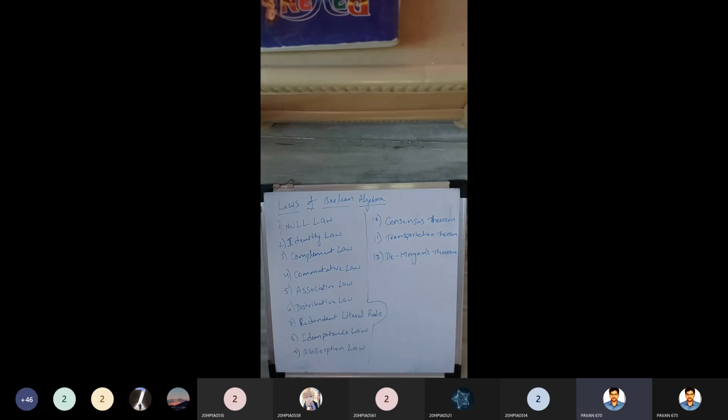So these are some of the laws which we can use here, and similarly, the duality principle is also there which we can use here. These are some of the laws or the rules which are framed so that we can use them in the Boolean algebra. So I hope you have written this. Now we will move to the first one, which is called the null law.